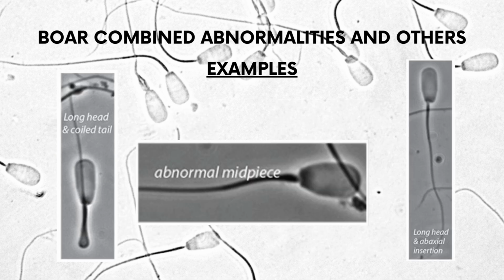Finally, in this slide, we see additional examples of boar sperm abnormalities. Picture 1 shows a sperm with a long head and coiled tail, both of which could significantly reduce motility. Picture 2 highlights a sperm with an abnormal midpiece, and Picture 3 shows a sperm with both a long head and abaxial insertion, further illustrating how combined defects can affect the overall function of the spermatozoon.